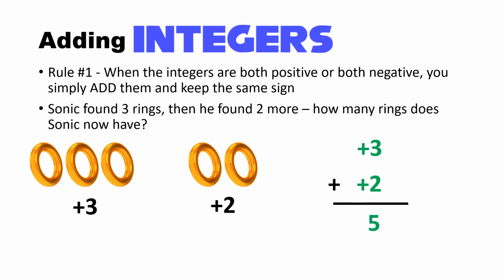3 plus 2 is 5. And since they're both positive, we're going to keep the same sign. So 3 plus 2 is simply 5. Anytime we're talking about a positive number, it's okay, and I'm going to highlight it for you, you don't have to put this positive sign here, but you do when we're talking about negative numbers. So let's look at a negative example.